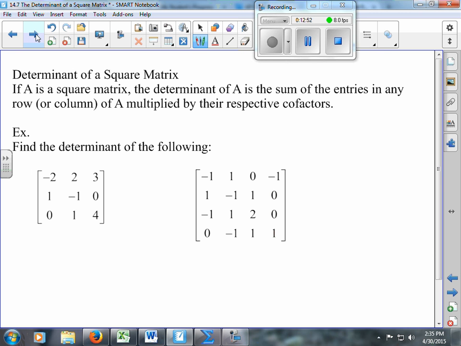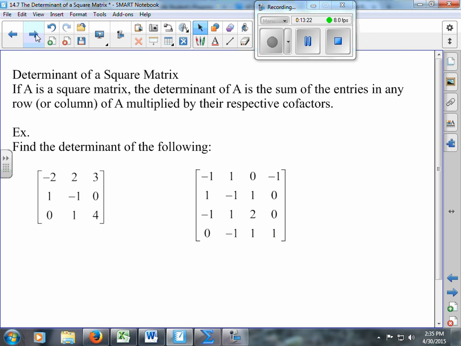Okay, so here's how you find the determinant of any square matrix. So you're going to choose any row or column that you want in the matrix. And you're going to find the cofactors of the entries in that row or column. Then you're going to multiply those to the entry and add them together. Okay, so let me show you how that works. The best thing to do are examples.